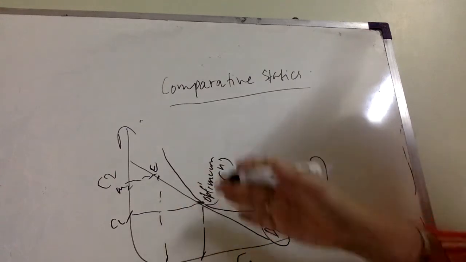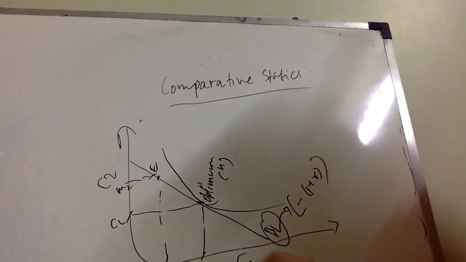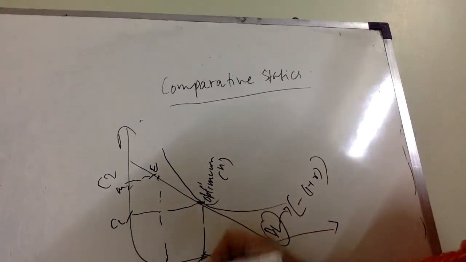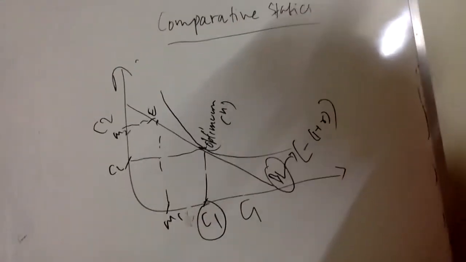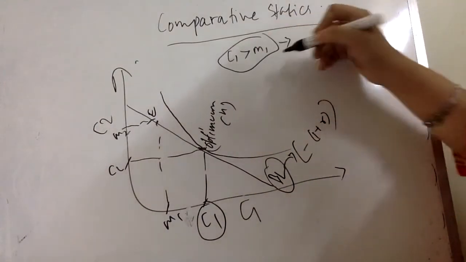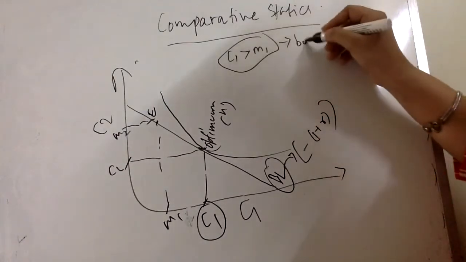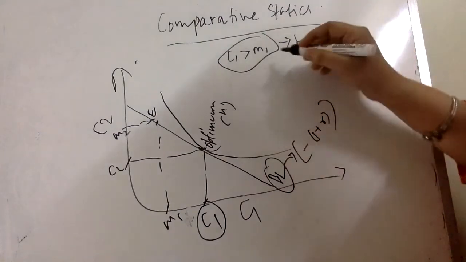Suppose my indifference curve is such that it lies to the right of my endowment. What does it mean? My point of consumption C1 is greater than M1, which means I am borrowing. I must be consuming more than my income. So I am borrowing at this point. Borrowing what?